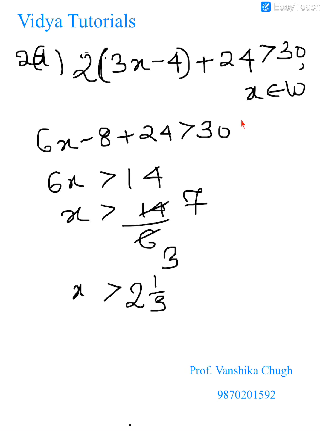This becomes plus 16. When it goes over there, minus 16. 30 minus 16 gives me 14. X is greater than 14 upon 6, which is 7 upon 3. X is greater than, convert it into a mixed fraction, very important. So 2 whole 1 upon 3. Now comes the first thing, my solution set.